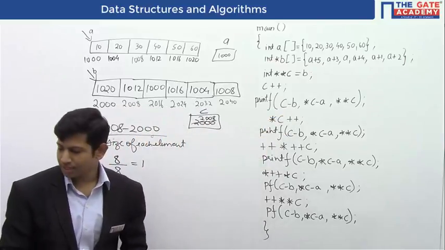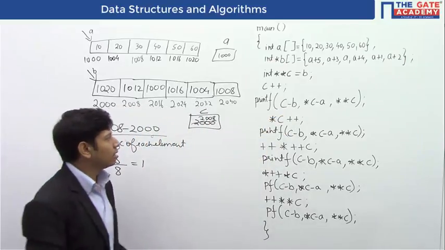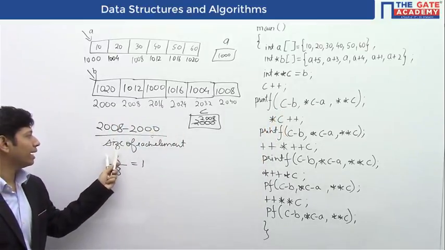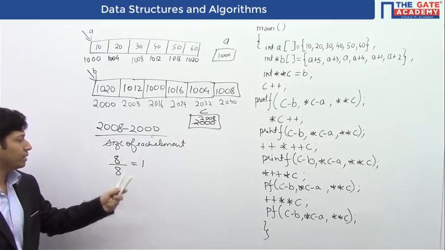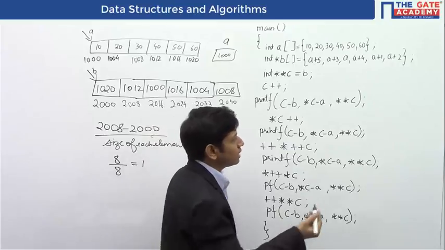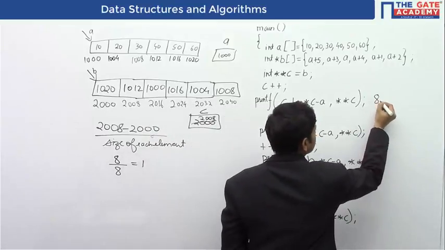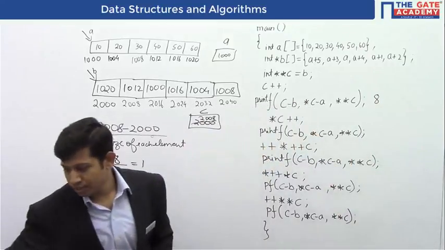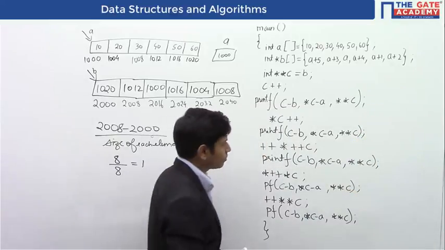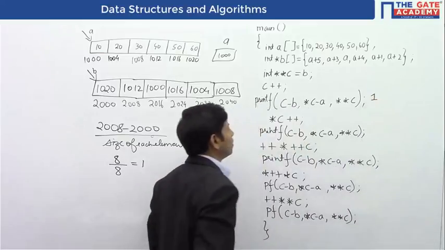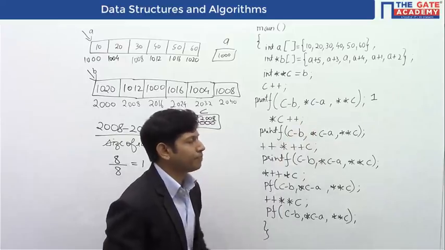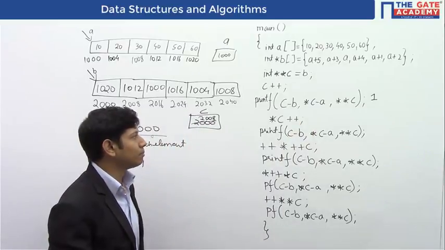So what is the first output that we are getting here? The value of C minus B we got as (2008 minus 2000) by 8, which is 8 by 8, which is 1. So the first output is 1. Next thing that we are doing in this program is star C minus A. What is the value of star C minus A?